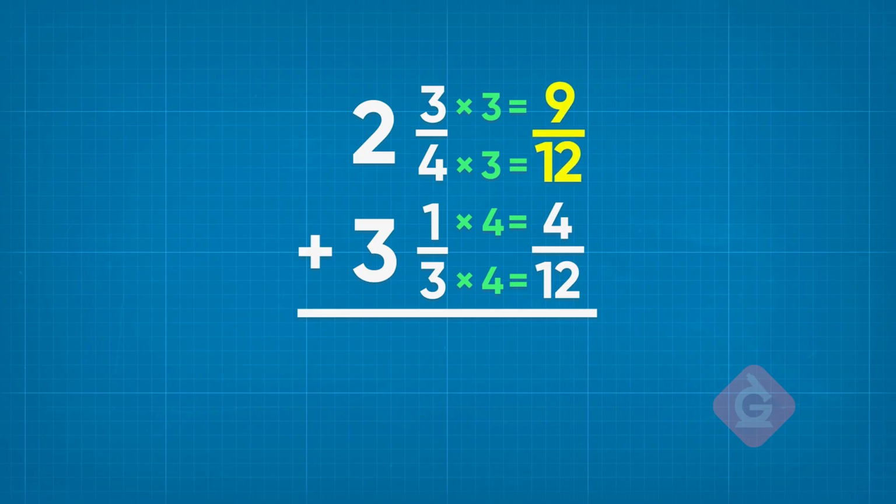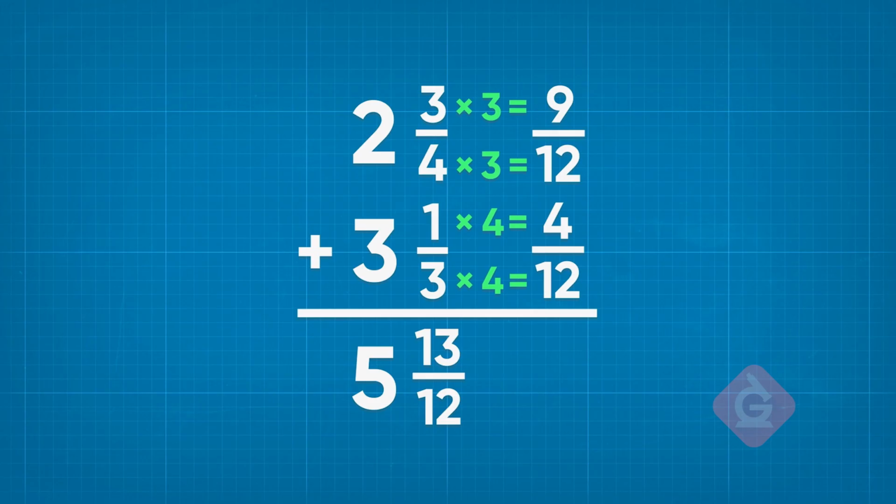9 twelfths plus 4 twelfths equals 13 twelfths. Then I'll add the whole numbers. 2 plus 3 is 5. So the answer is 5 and 13 twelfths. Correct. But since the answer has a fraction greater than 1, we can simplify it further.